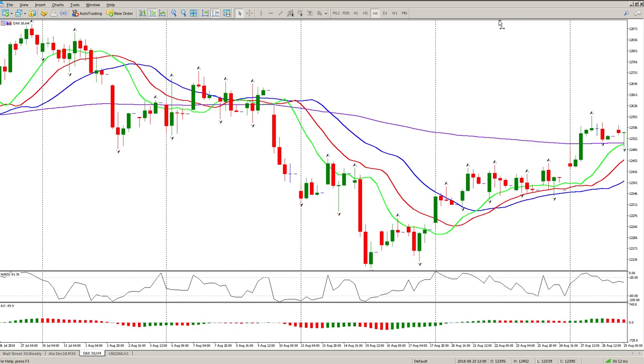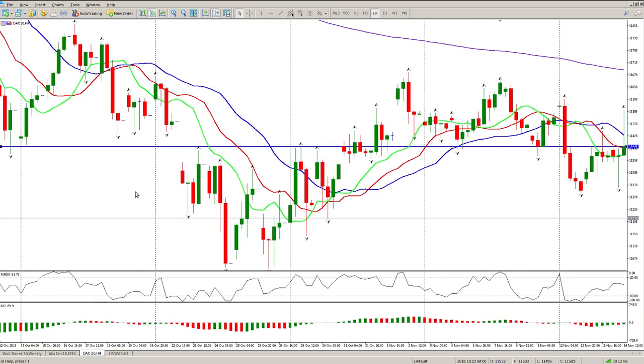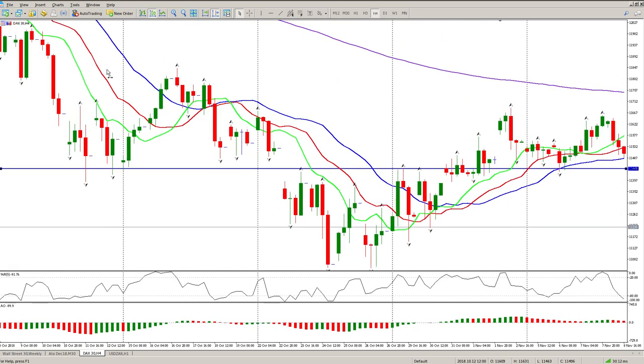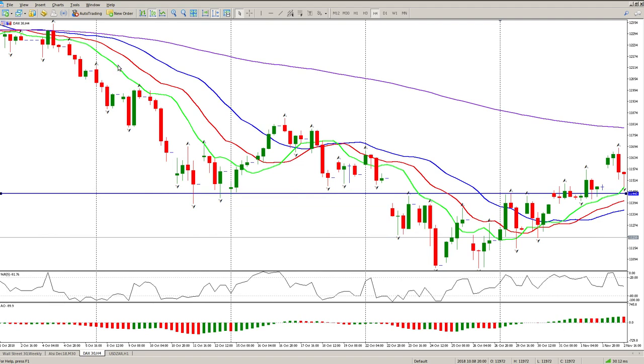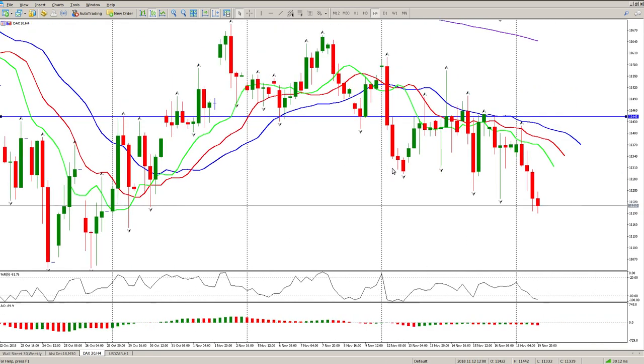If we just get across to the 4 hour, you'll see the Bill Williams strategy is quite simple. The red, blue, and green moving averages are the Alligator. If we're below it, the trend is down. If we're above, the trend is up. That's pretty much the simplicity thereof.